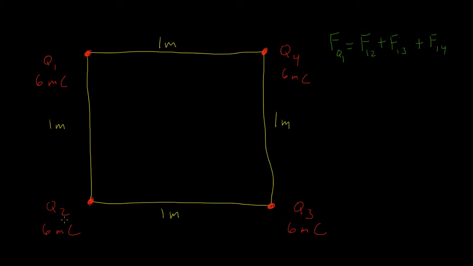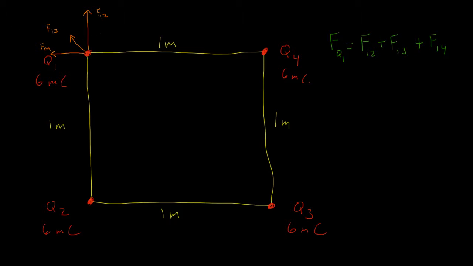Q1 and Q2, they're both positive, so they're going to want to repel each other. Q1 is going to want to go away from Q2 in this direction. This will be the force between 1 and 2. And Q4 and Q1, again, they want to repel, so Q1 is going to want to get away from Q4. So here's the force between 1 and 4. And then Q3 and Q1, again, they want to repel, so Q1 wants to get away from Q3. So here's the force between 1 and 3.